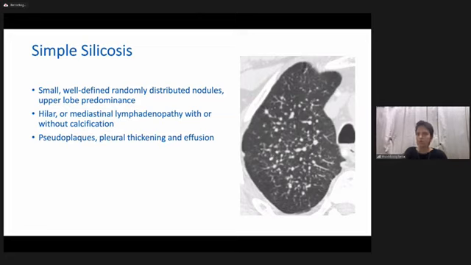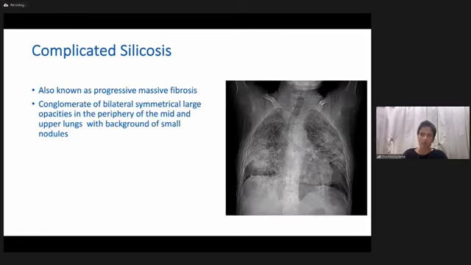So this is how a simple silicosis looks like: multiple tiny discrete randomly distributed nodules in bilateral lungs. Complicated silicosis. What is complicated silicosis? When the exposure has continued for long term without any active measure being taken to see what's happening in the lung or to treat what is happening in the lung. This is how these diseased, complicated silicosis lungs look like. It is also known as progressive massive fibrosis.